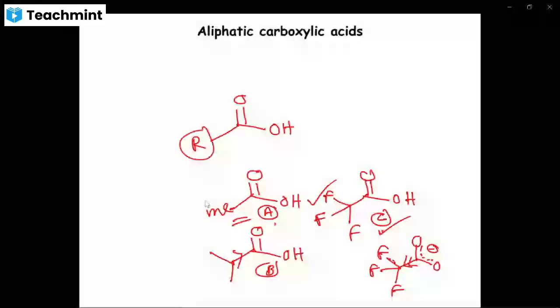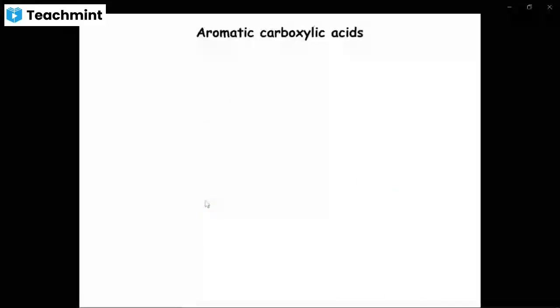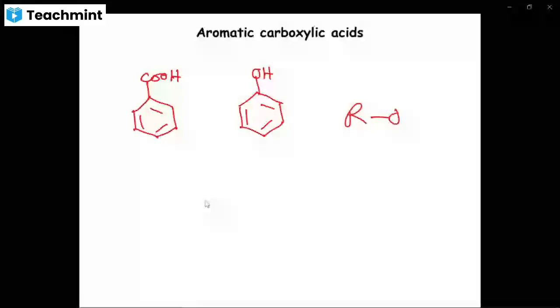So now aromatic carboxylic acids. Aromatic acids are of two types. One is aromatic carboxylic acids, and another one is phenol. So phenol is also acidic, unlike aliphatic alcohols. Aliphatic alcohols are not acidic, but aromatic alcohol, which we call phenol, is acidic. So first tell me why phenol is acidic and aliphatic alcohols are not acidic. Can you tell?